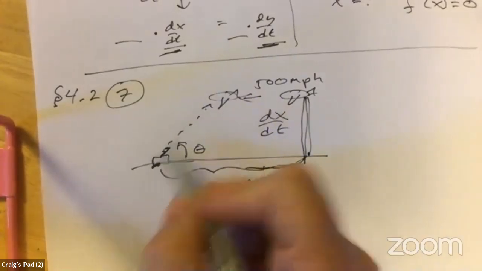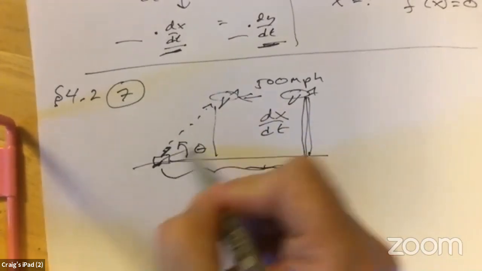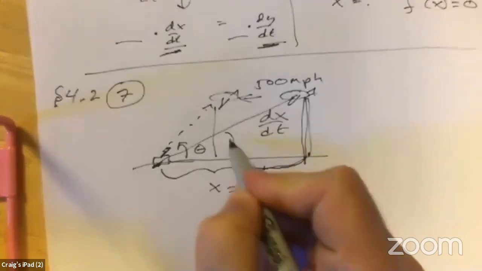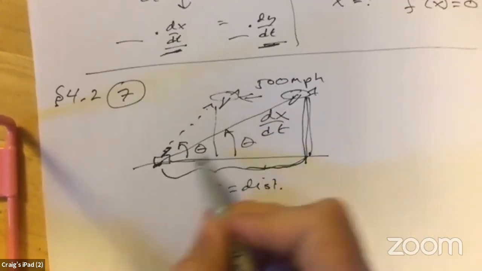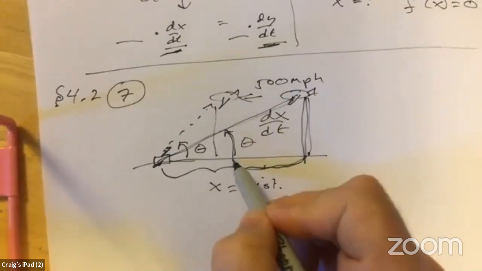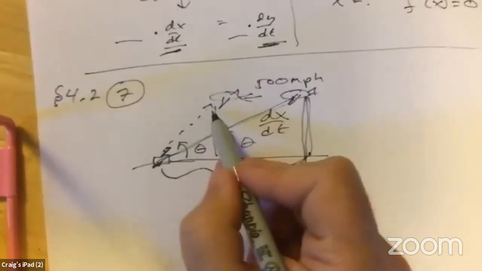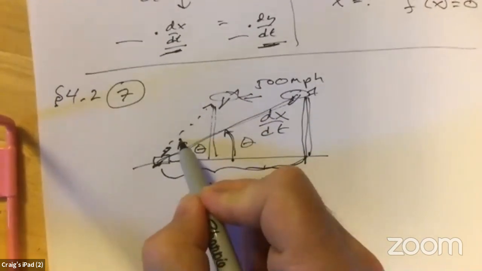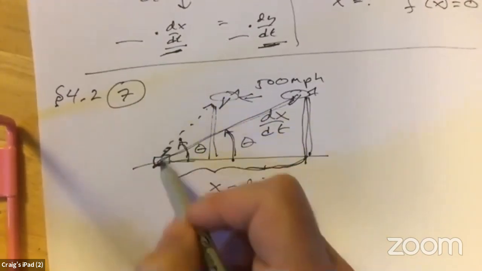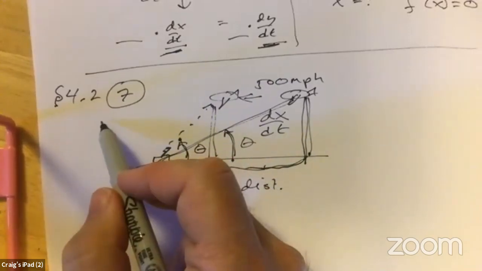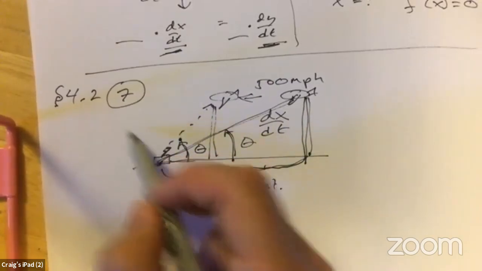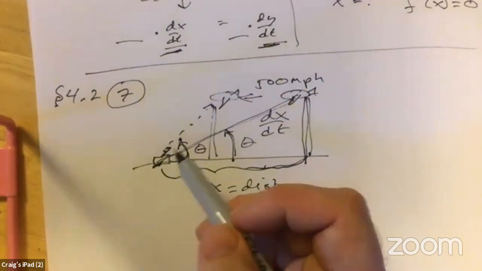And then what we're looking at is this angle, theta. When the plane is farther away, the angle is small. When it's closer, the angle is going to be larger. When it's directly overhead, the angle will be 90 degrees, or pi over 2 in radians, and then it will go to an angle greater than 90 degrees.